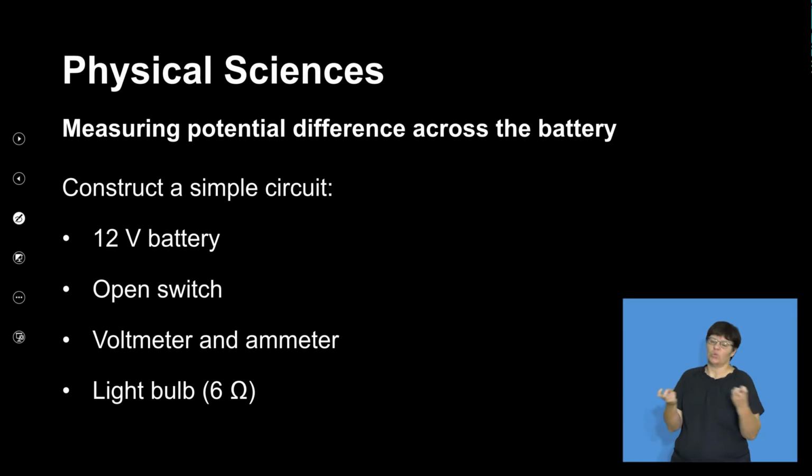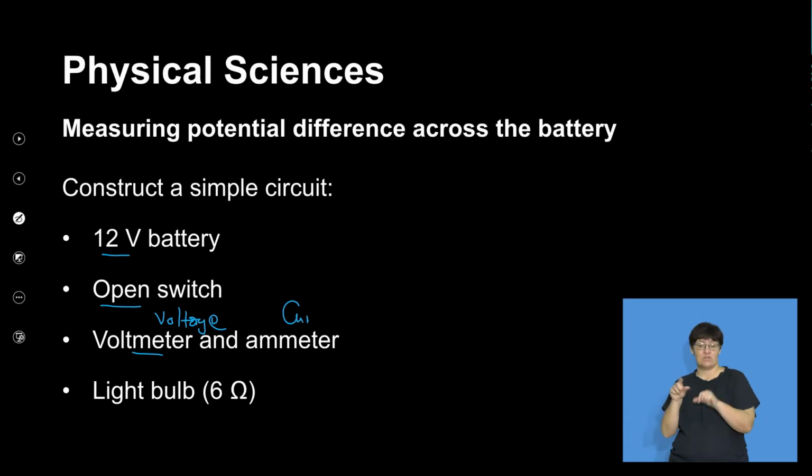Right. Now we're going to construct a simple circuit. What are some of the most important things? You need a source of energy, which is a 12-volt battery in this case, right? We'll also have an open switch. Pay attention to that, open switch, right? Also, we'll need an ammeter as well as a voltmeter. This one will measure voltage, while the ammeter is a device that measures current, right? These are some of the things that we already know. And what else? We'll also need a light bulb with a 6 ohm resistance. So a light bulb is a resistor in many ways.